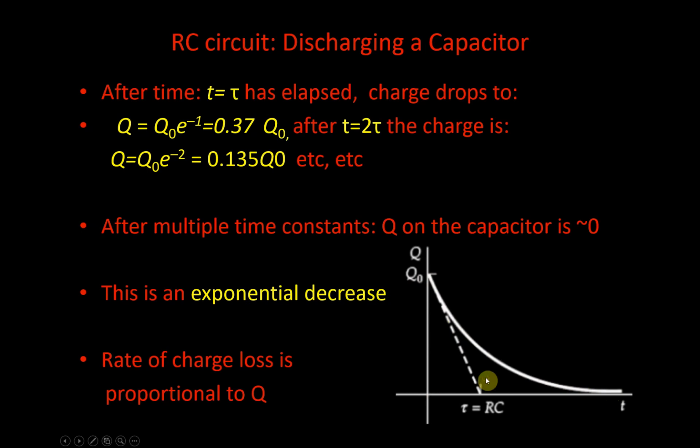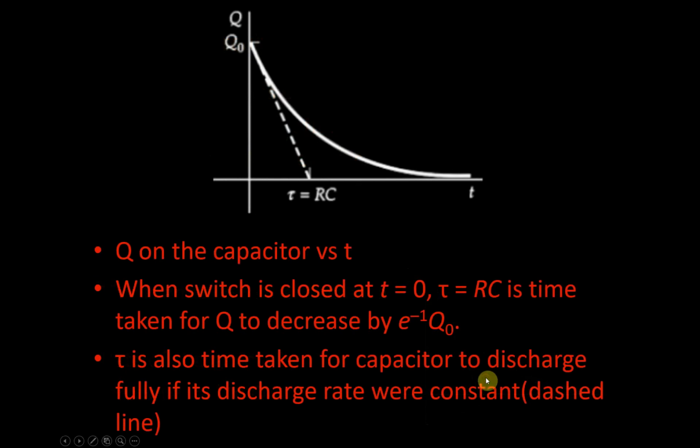And the rate of charge loss is proportional to how much charge you've got, Q. So that's Q on the capacitor versus t. The switch is closed at t equals 0. Here's t equals 0 here. And tau equals RC is the time taken for Q to decrease to e to the negative 1 times Q0, which would be this value here.